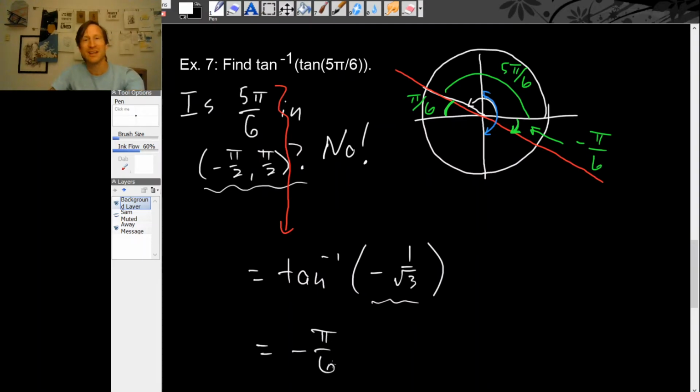All right, so the upshot of all of this is if you are working with inverse trig functions, you have to be very careful about the domain, and in particular, the restricted domain of each of the trig functions.